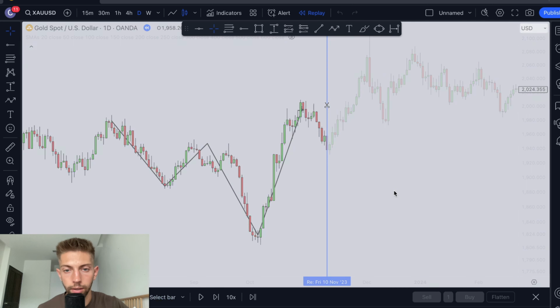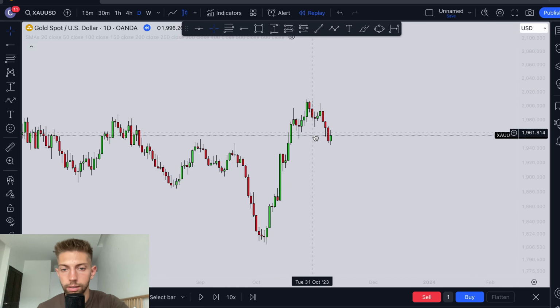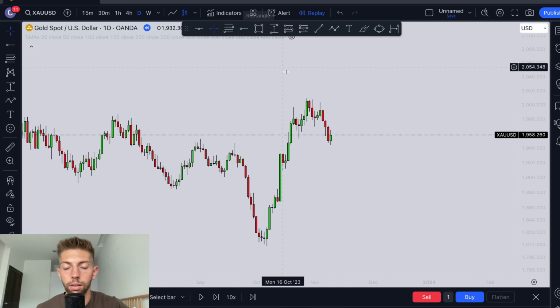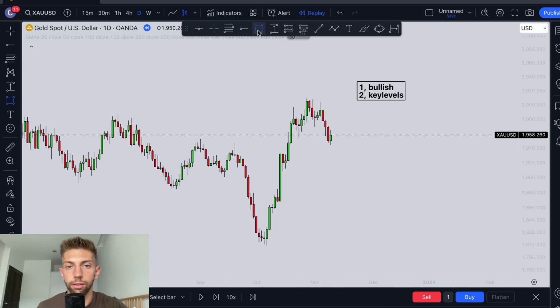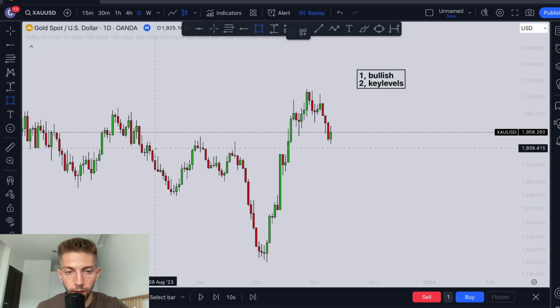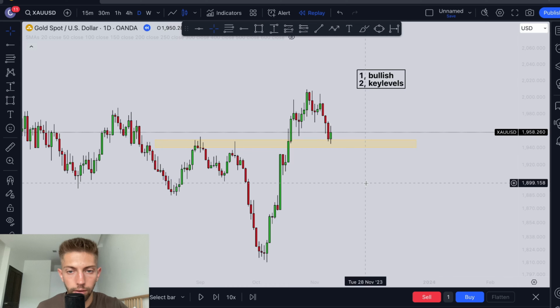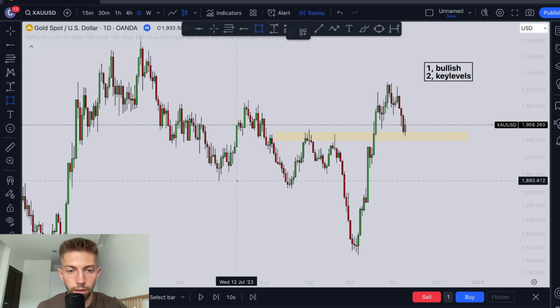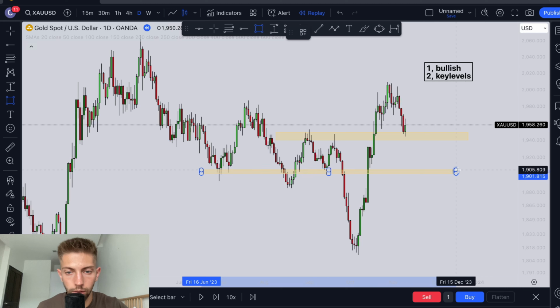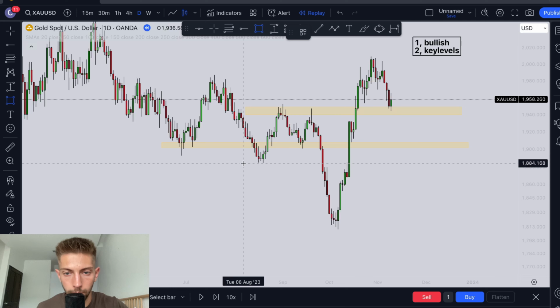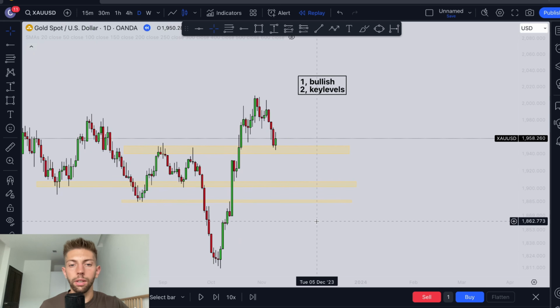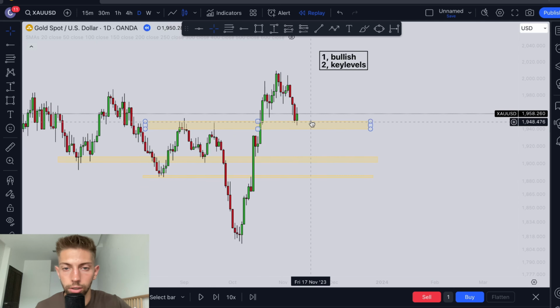I'll do it like this. So I got my direction, which is bullish. Second thing, key levels. I'm gonna mark out my key levels again based on reaction, what price is giving me. So I'm gonna mark out this level. I'm gonna mark out this level. And let's say I'm gonna mark out this level. Because I know I'm bullish, so these are the 3 levels I wanna take a trade from.